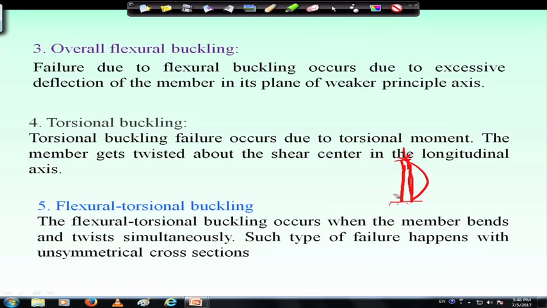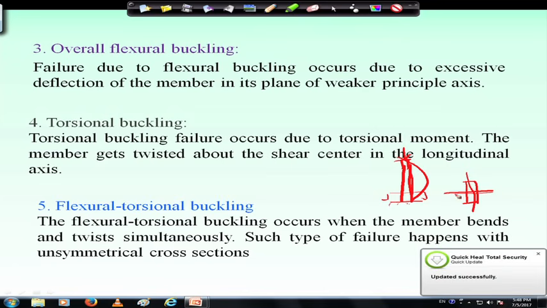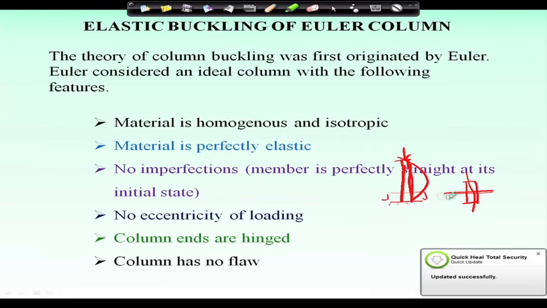Again, if we see the cross section, for example if the cross section is something like this, it may buckle about this axis, or it may buckle about this axis. In which direction will it first buckle? It will buckle about the weaker direction, the weaker section. So, in this case it will buckle about this.